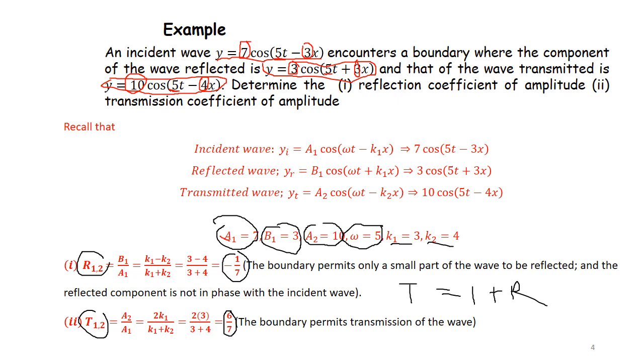That's what it means. And we see that the bulk of the incident wave is transmitted, at 6 over 7. So that means that medium is not dense as such, allowing most of the wave to be transmitted.